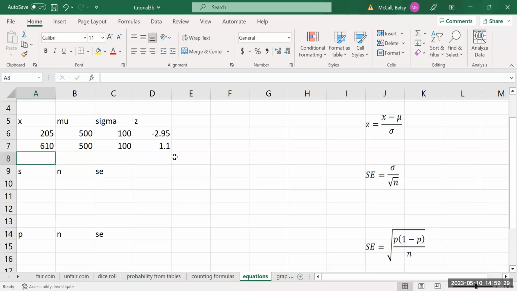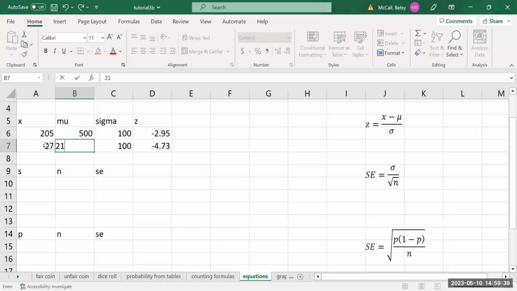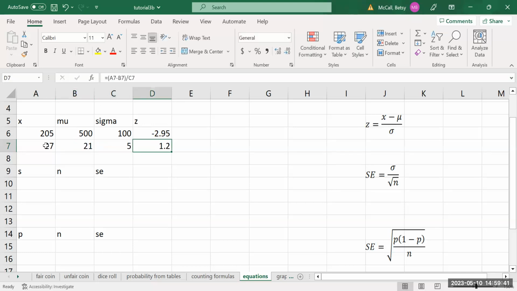Let's say we wanted to do an ACT test, which is on a completely different scale. They scored a 27, but the mean is 21 and the standard deviation is 5. And again, the advantage here is that it will automatically update these calculations just because you're using the cell references.